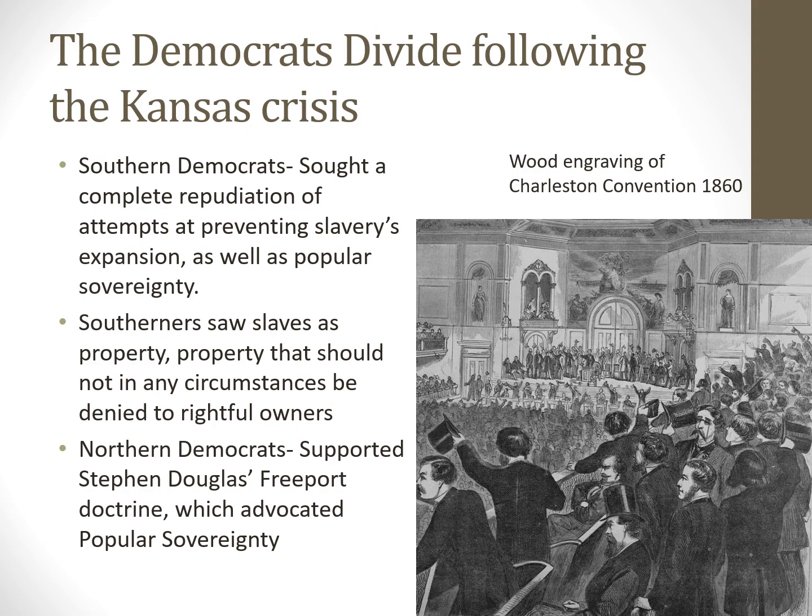Southerners saw slaves as property, and in this respect, they saw it as something that should simply be protected, that any move by the United States to not outright protect their property rights incensed them to significant anger at this time. The Southern Democrats want a complete repudiation of any attempt to prevent slavery's expansion and any attempt to use popular sovereignty in the territories. They want a slave code platform in the territories.